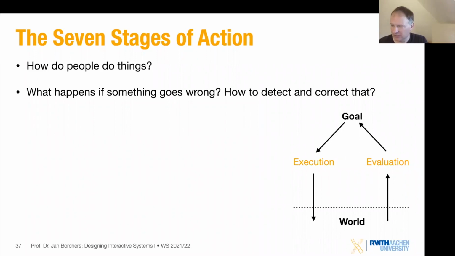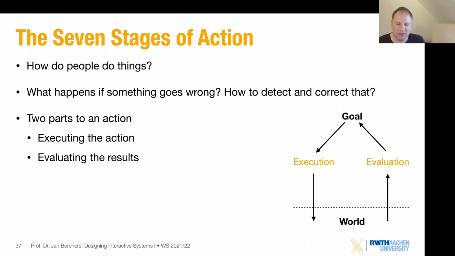The model says, and again, there's a couple pages in Norman's book about this, that you start out with a goal that you have in mind, like turning on the light. Then you execute that goal. You flick that switch. This changes the world. Light turns on. Then you evaluate your outcome. You look at whether it's now bright enough to read. And you go back and check whether your goal has been fulfilled. Are you happy? Can you now start reading? Yes or no? Super easy, right?